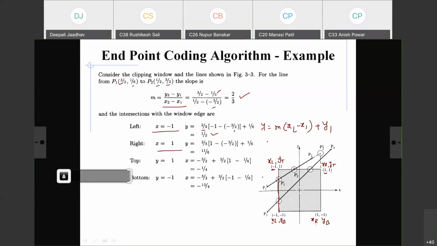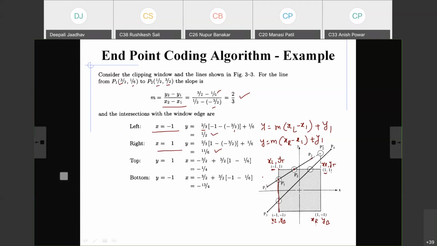Then the right hand side. What is the value of xr? Xr is equal to 1. And how do we calculate y? Using the same equation, instead of xl, we use xr. So y is equal to m times xr minus x1 plus y1. After calculation, what is the value of y? 11 by 6.